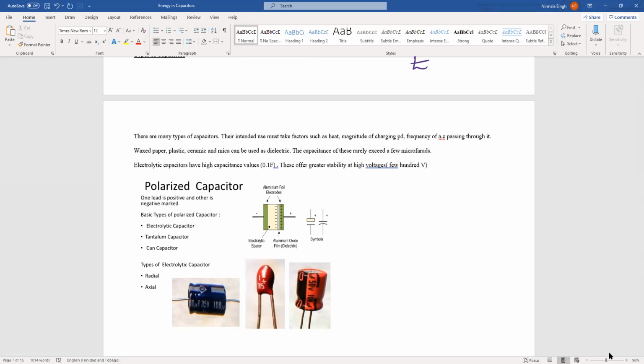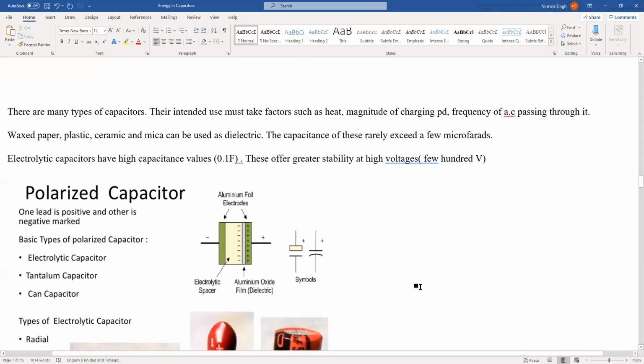There are many types of capacitors. The intended use must take factors such as heat, magnitude of charge in PD, and frequency of the alternating current passing through it. Not the alternating, the DC current passing through it. Wax, paper, plastic, ceramic, and mica can be used as dielectrics, but the capacitance of these very rarely exceeds a few microfarads.